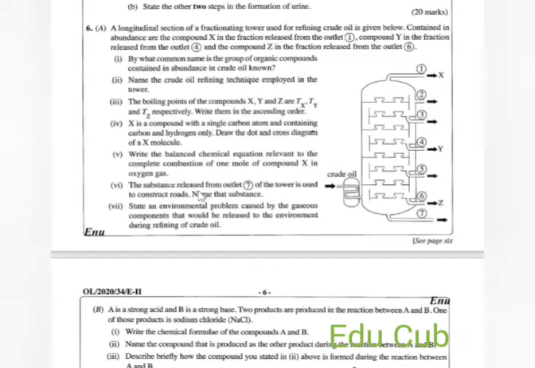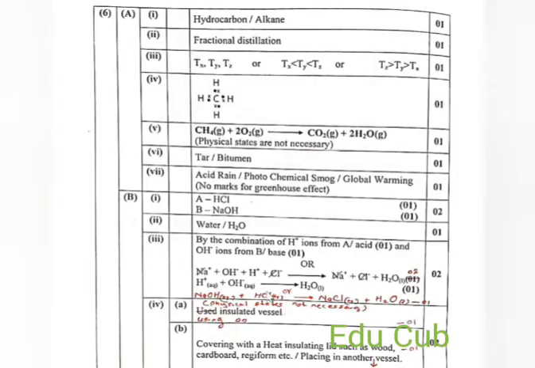Sixth one, the substance released from outlet 7 of the tower is used to construct roads. Name the substance. Very simple. The answer is tar or bitumen.